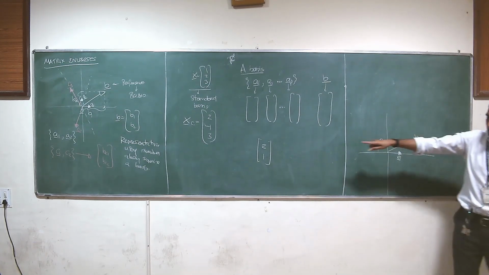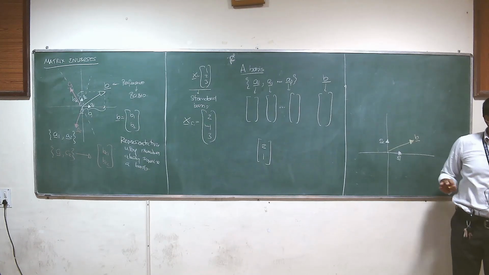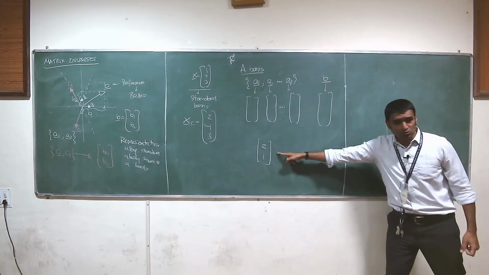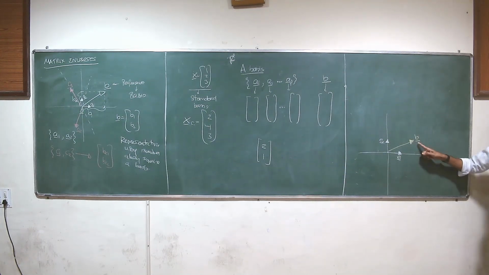So, if all of us agree that we're only going to be working in the standard basis, then if I give you these 2 numbers, you know exactly what point or what vector I'm talking about. Okay, fine. So that's clear.